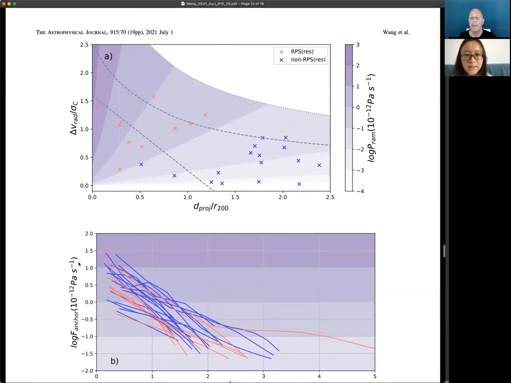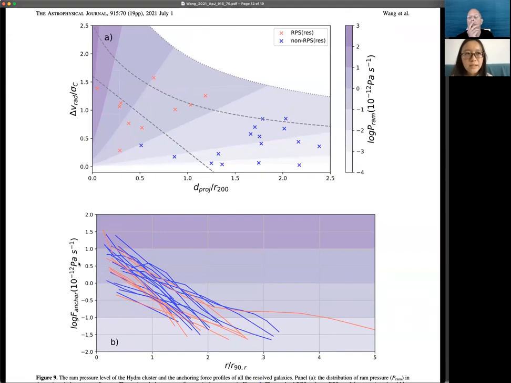These two figures explain why we can observe such a diversity. The diversity we observe is there because, when we estimate the ram pressure stripping properties, we depend on two physical quantities. One is the ram pressure level, the other is the anchoring force level.